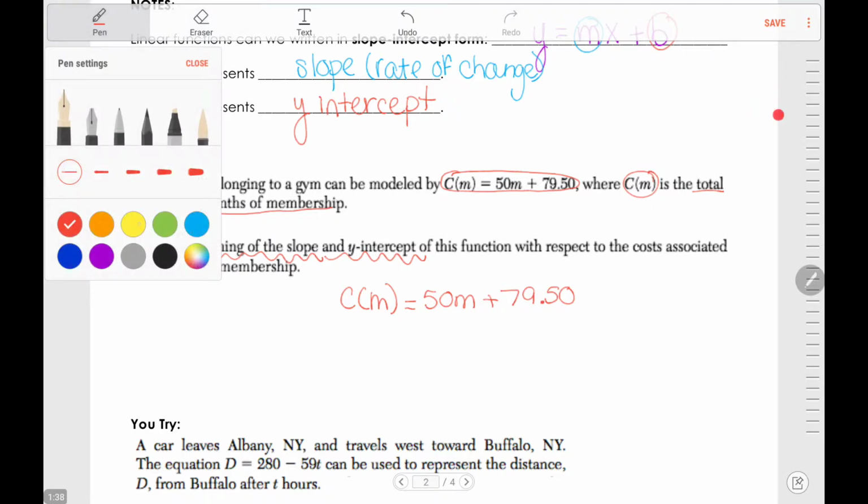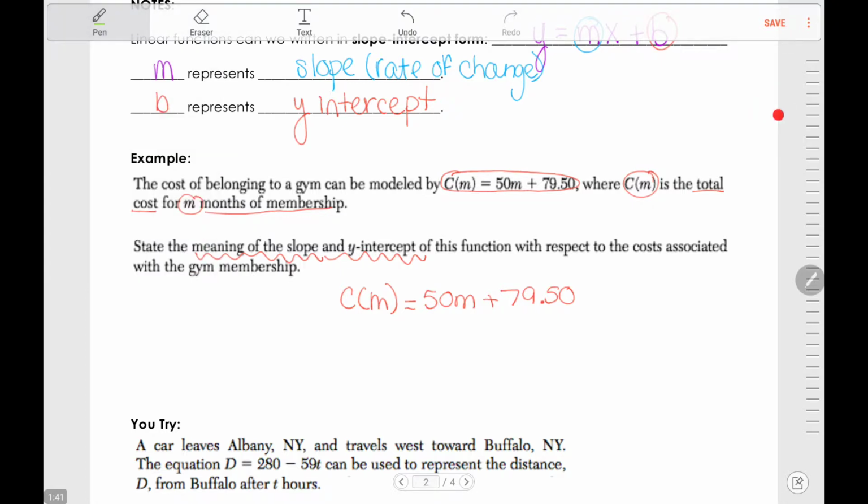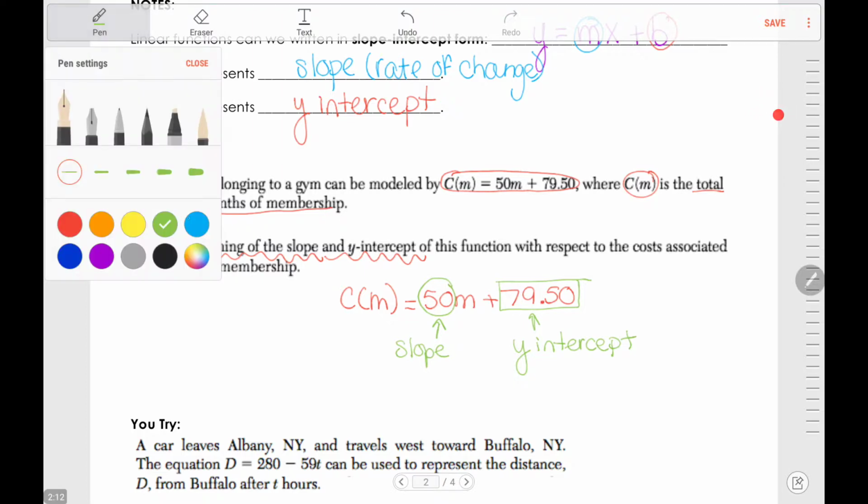If you look at our generic formula, the slope is the one next to the x. In this case, it's next to the m. It's always next to the variable, the slope. So this is our slope, which means this number is our y-intercept. But the question doesn't just say to label. The question says we have to label and then determine the meaning. So let's look at the meaning of the other things we were given.